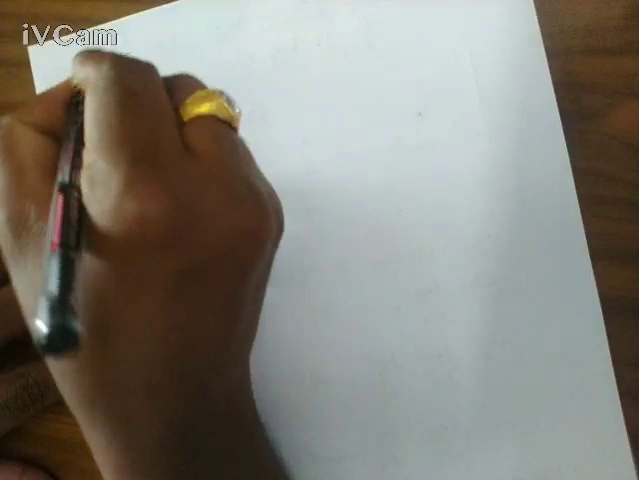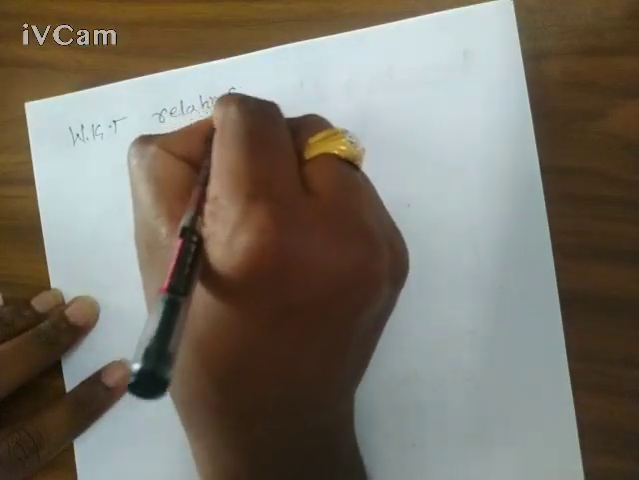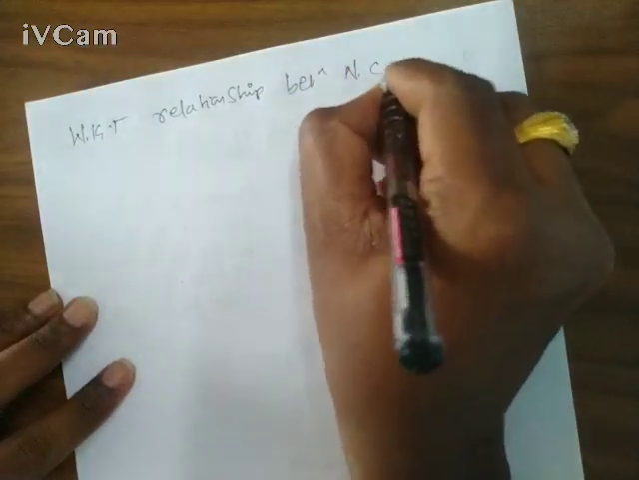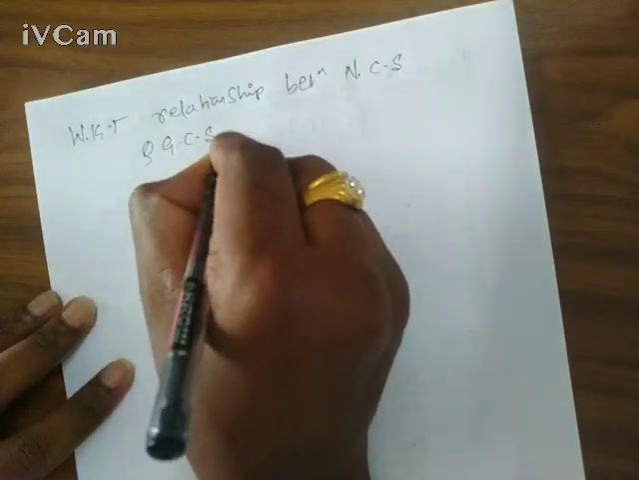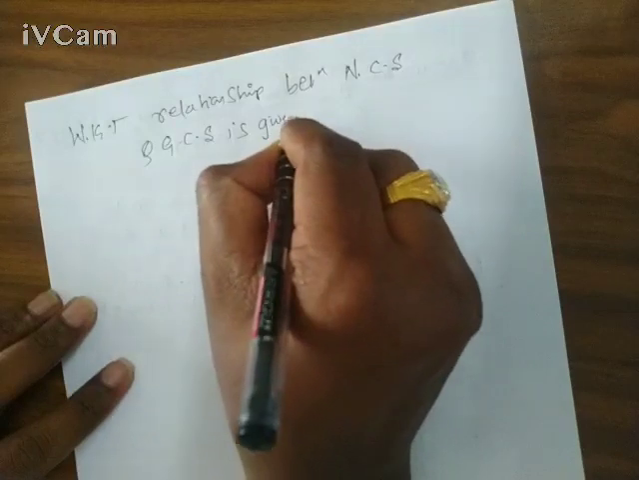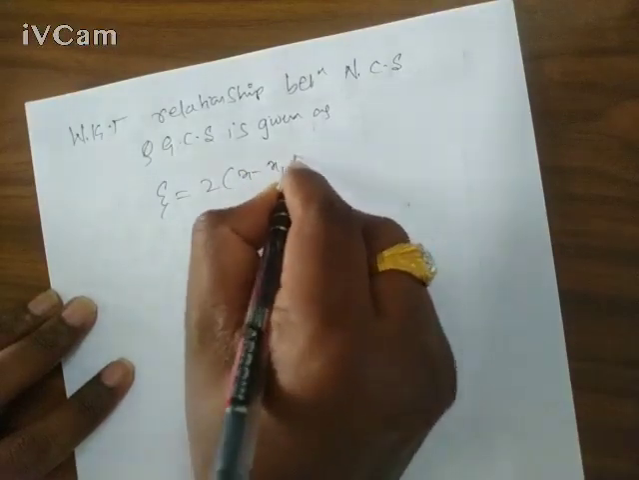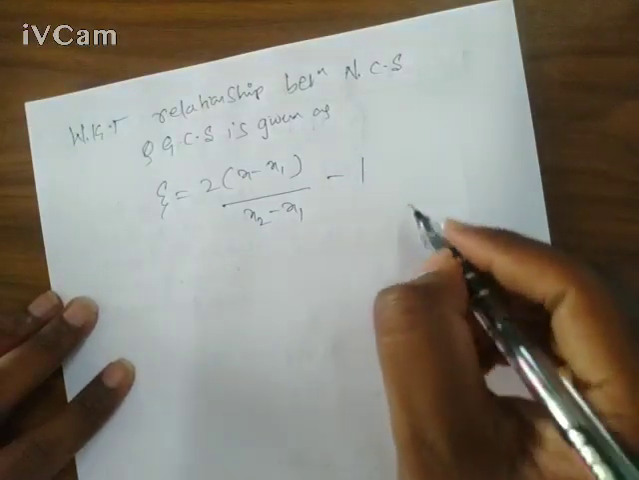Next, we already know that the relationship between the natural coordinate system and the global coordinate system is given as zeta is equal to 2 times of x minus x1 divided by x2 minus x1, minus 1. I am going to call this equation 6.